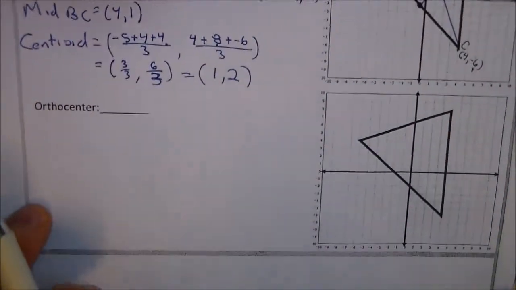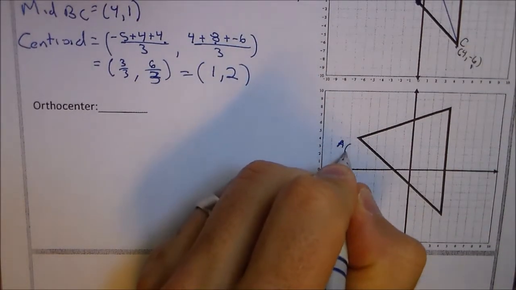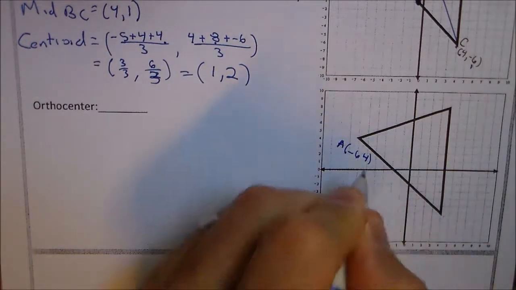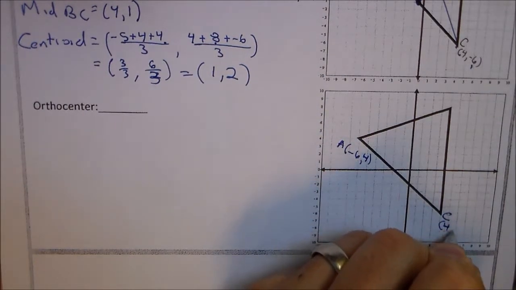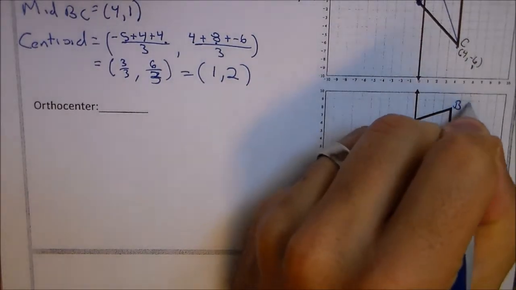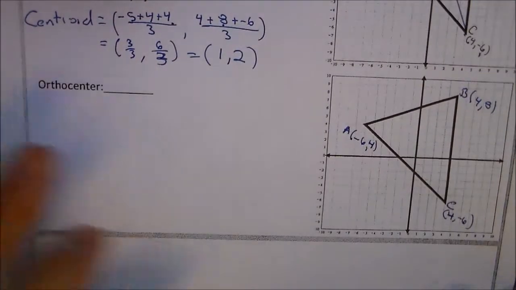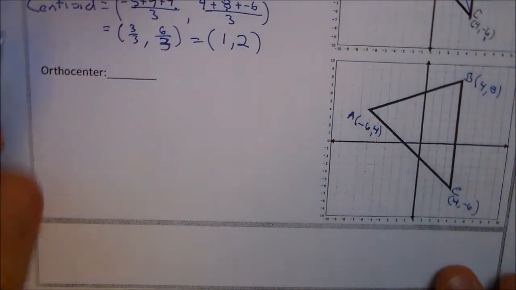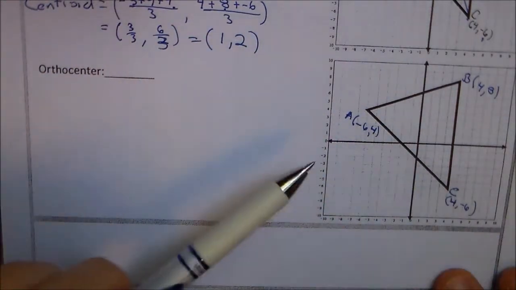The last one we're looking at is the orthocenter. So this one is the same coordinates we had up for the first one. So A is negative 6, 4. We'll say C was 4, negative 6, and B was 4, 8. Slightly different than the centroid coordinates, but matches the circumcenter. So the orthocenter is found from a perpendicular line that goes through the opposite vertex.